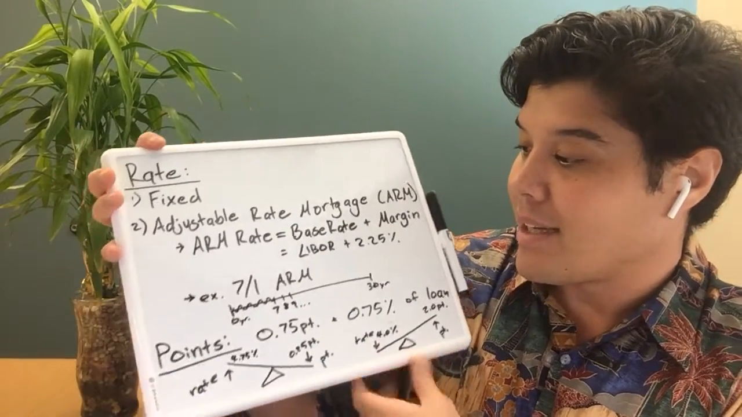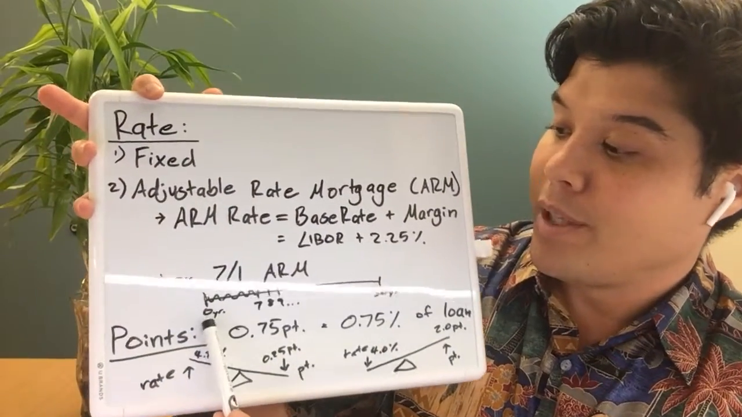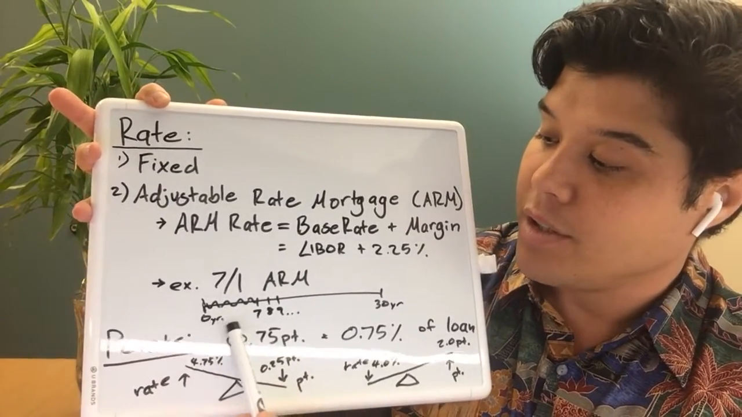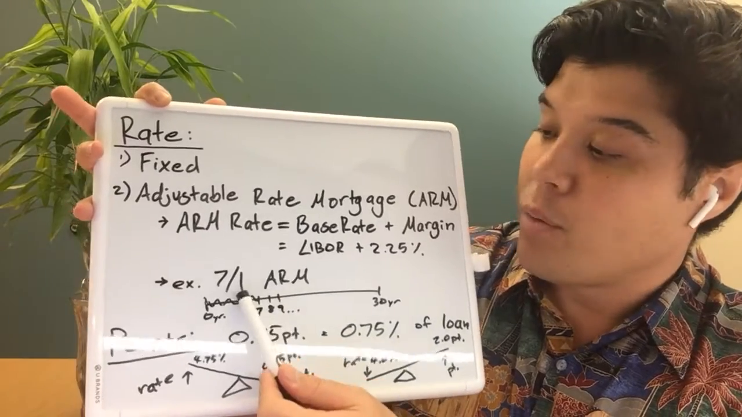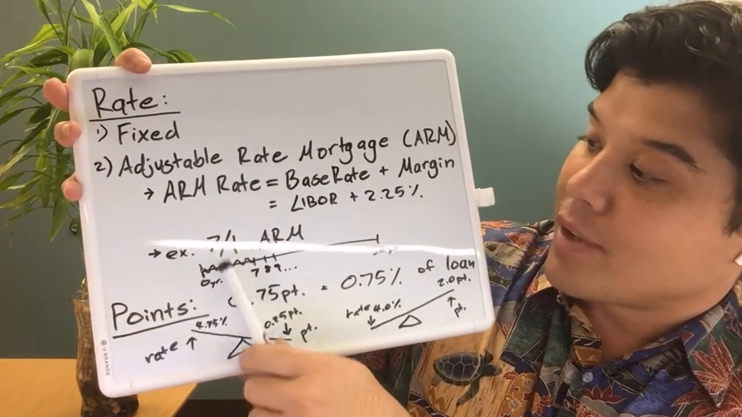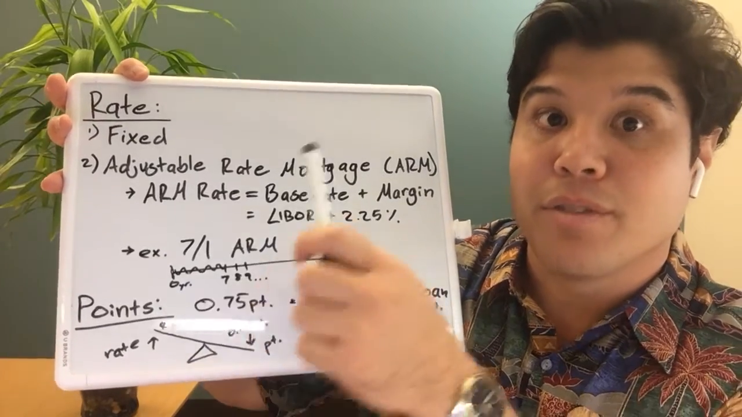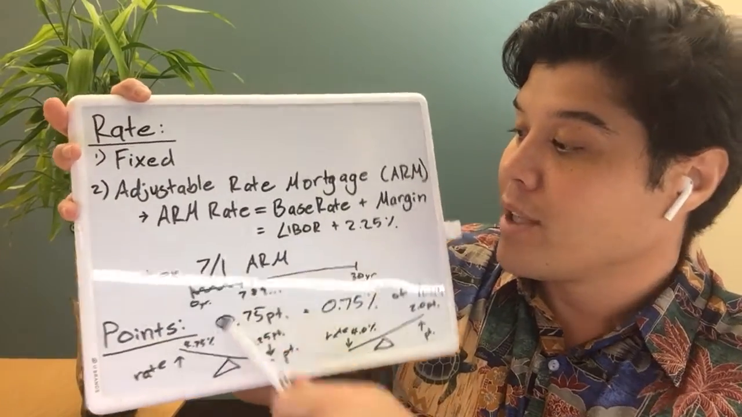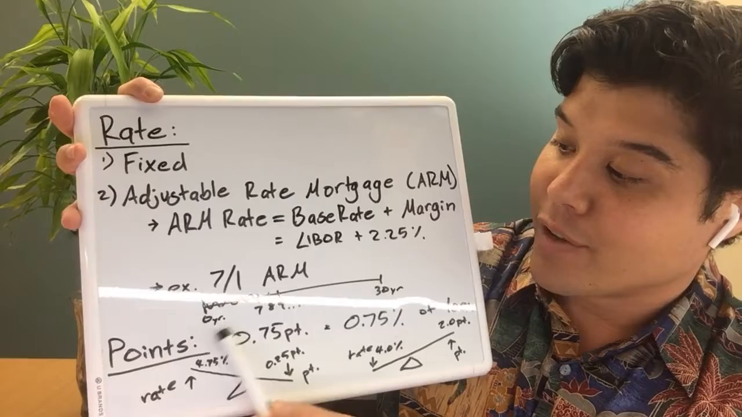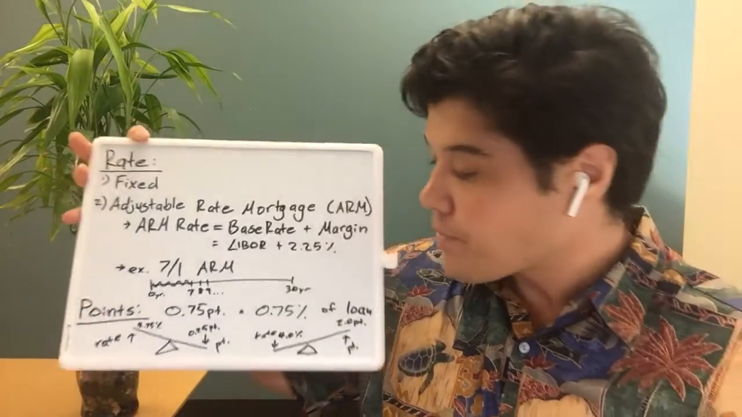And all that means is that the 7 here represents the fixed term. So we close at day 0. Your rate is fixed for the first 7 years. Never changes. The 1 here represents how often thereafter it adjusts. So in this example, on the 7th year, we have a rate adjustment. On the 8th year, we have a rate adjustment, every 1 year after. There are some programs that might offer, let's say, a 7-7 ARM. Again, that just means it's fixed for the first 7 years. And then if this second number is a 7, that means it adjusts every 7 years.